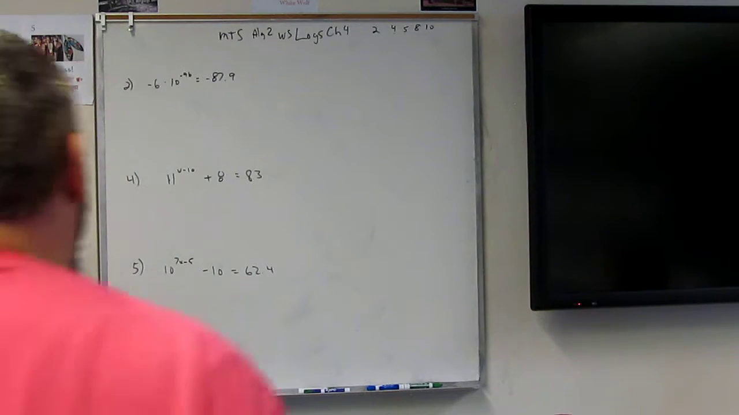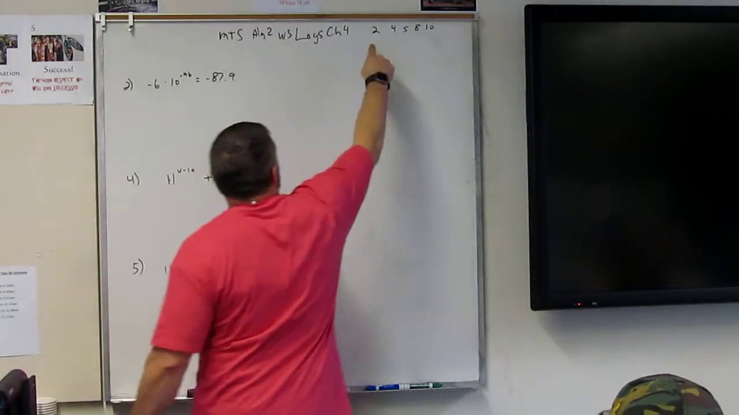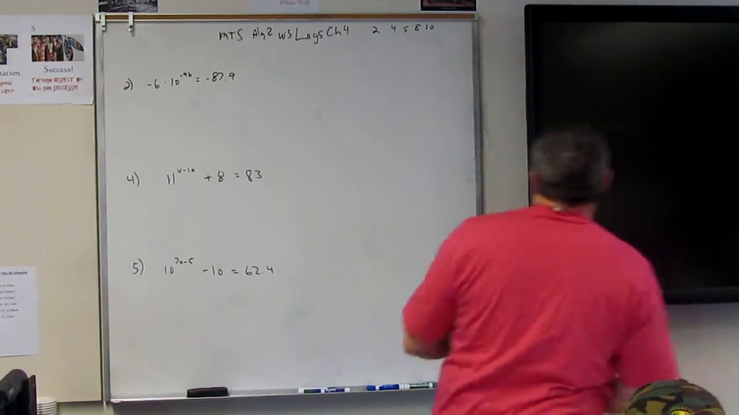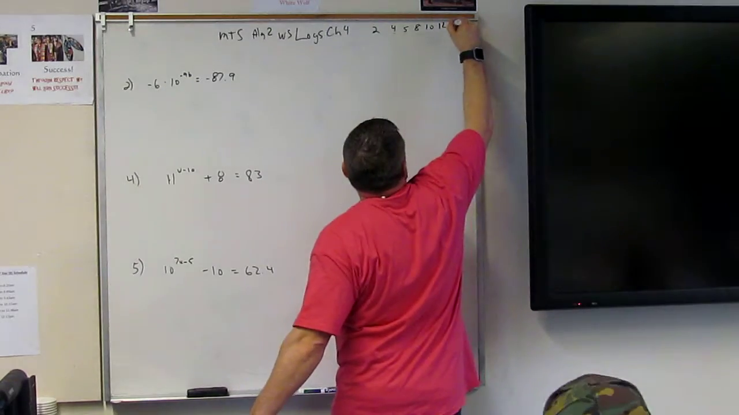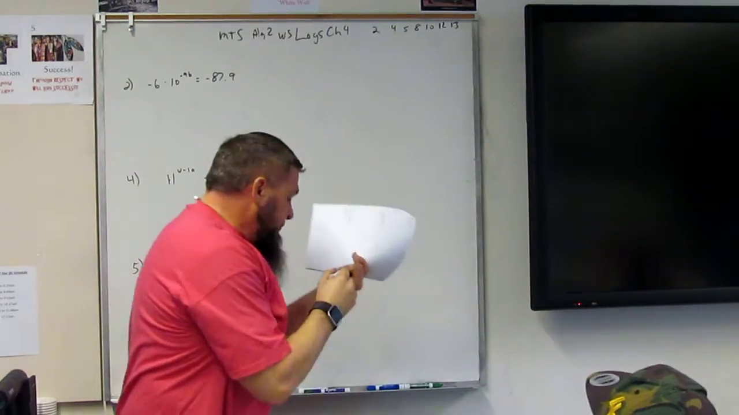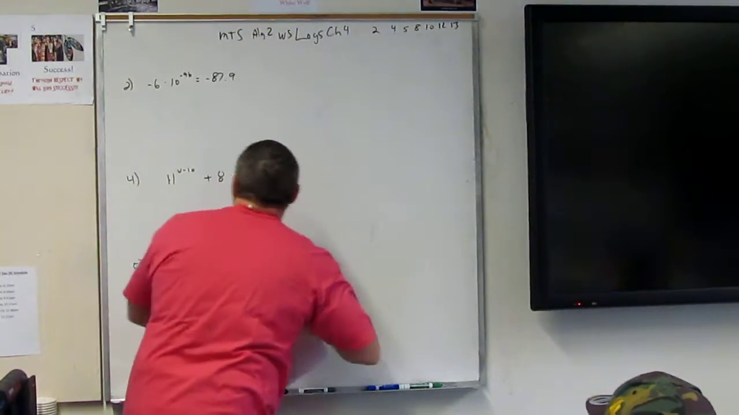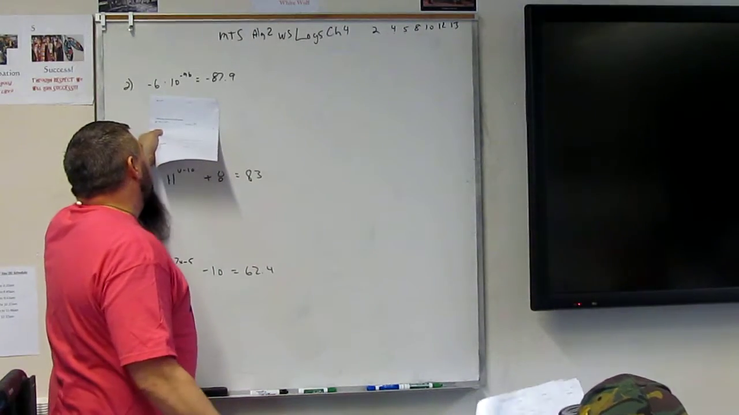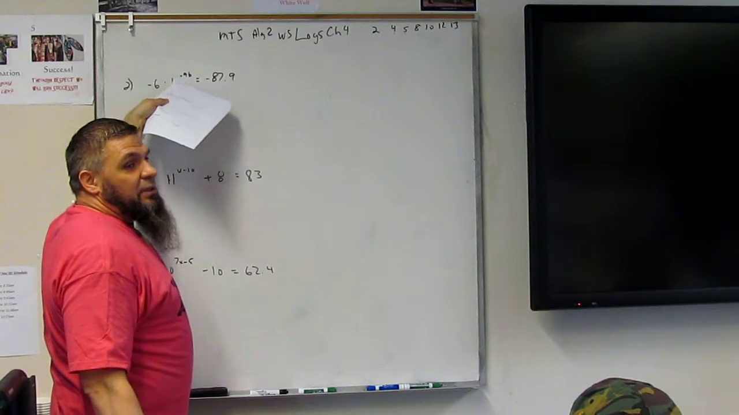All right, we got numbers 2, 4, 5, 8, 10, 12, and 13. It's a lot. Let's do it. All right, so we got to change these. We got to solve, right? We're solving for b. Okay?